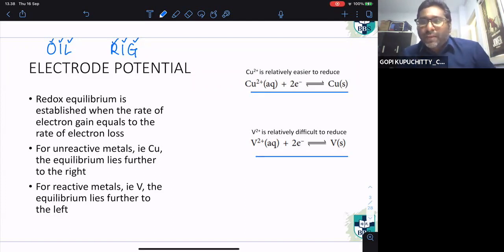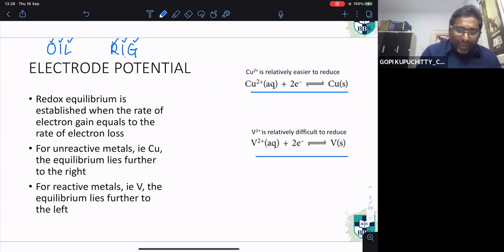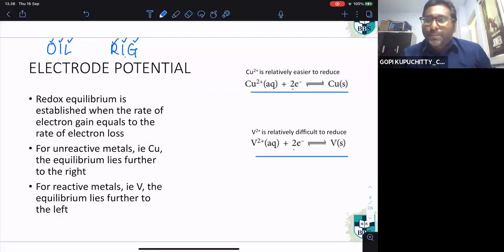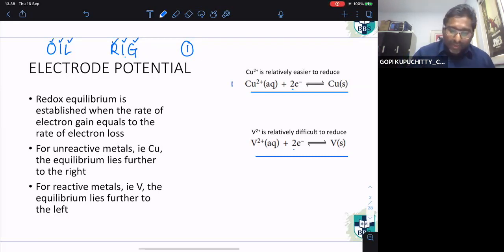What is the meaning of in the form of reduction? Reduction is gain of electron, so electron is being gained. In simple terms, always keep the electron on the left when we write the equation. Please remember this first rule: when we refer to the data booklet and do our questions, the electron must be on the left. It means it must be written in a reduction form. You can see equation number 1 and equation number 2 are written in reduction form.